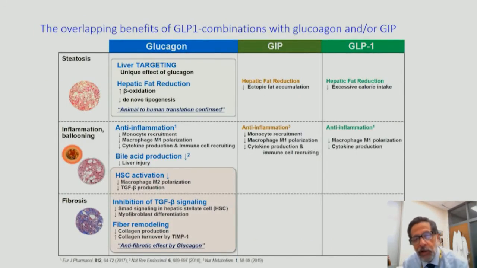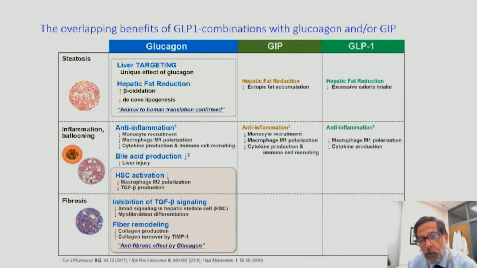Now, the field has already moved past GLP-1, where in addition to GLP-1, individuals are using glucagon, GIP, or all three together. Now, GIP reduces ectopic fat accumulation, has some anti-inflammatory effects, but probably the most important thing with GIP is that it allows GLP-1 to be dosed at a higher level by ameliorating some of the nausea that occurs with GLP-1s. So the GLP-1 GIP combination, tirzepatide, is currently in phase two trials.